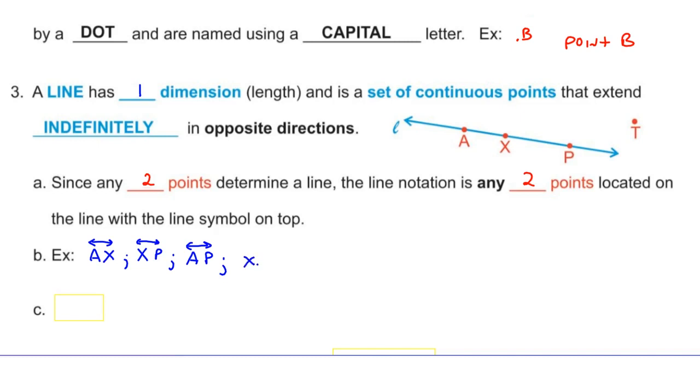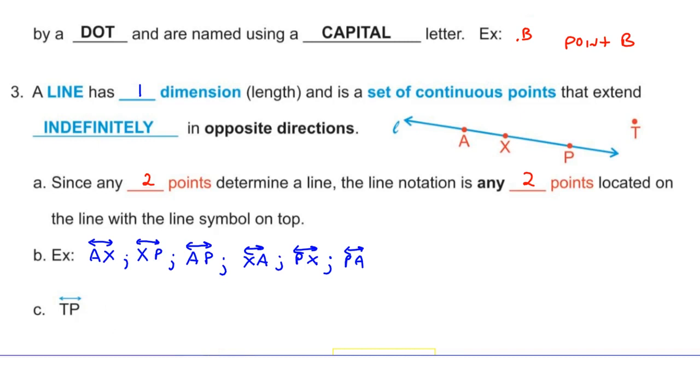So again, you can go backwards: XA, right? You can go backwards PX. And you can go backwards PA. Oh, now we're back in pre-algebra. All right, so that's all the same line. 6 different ways we name the same line because that line happened to show 3 points. If it showed more, we could name it a whole lot more ways.